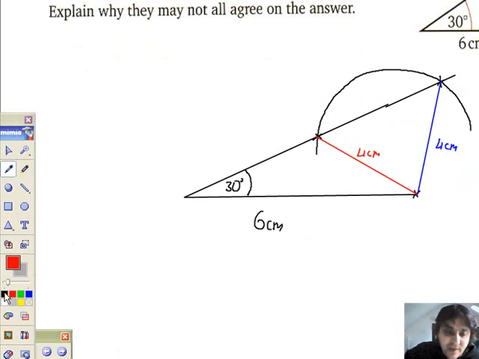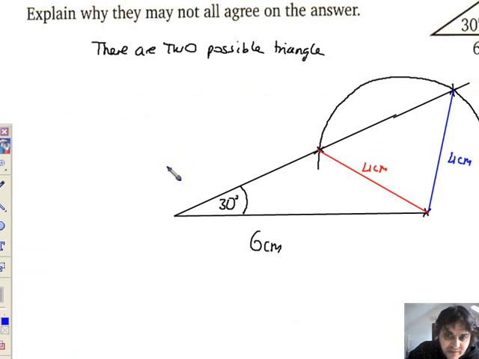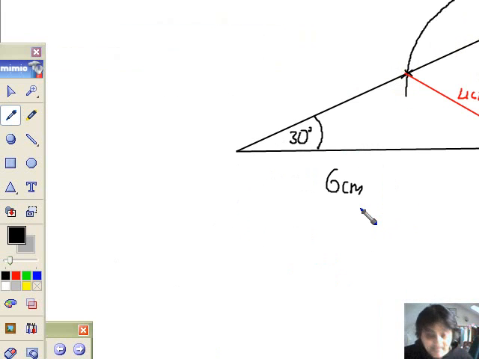Explain why they may not agree on the answer. There are two possible triangles. And the way to prove it is to actually draw this out the way I've tried to do it, but you can do it really accurately with a protractor for there, a ruler for there, and of course you get the arc sorted with your pair of compasses. You just measure a radius of 4, opening out, whoosh round, and there's two possible answers. That's the reason for that.